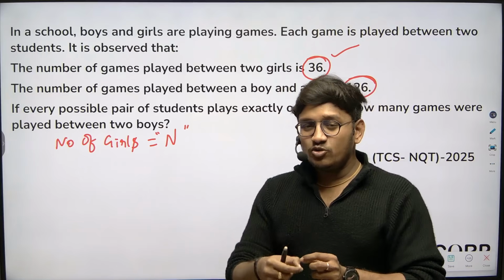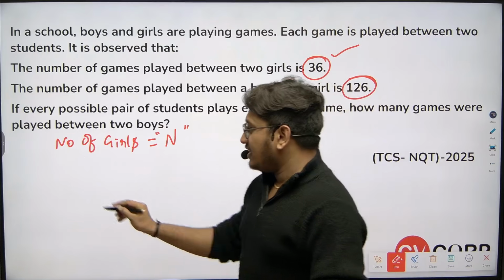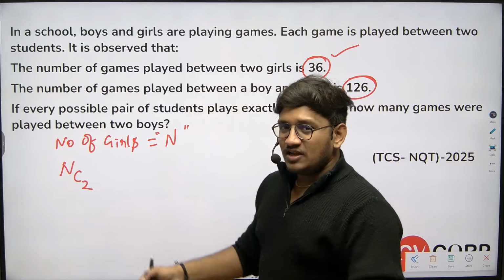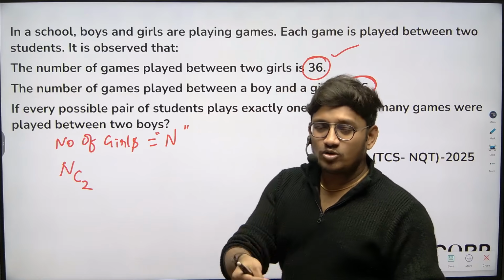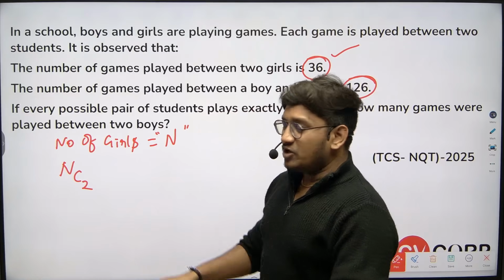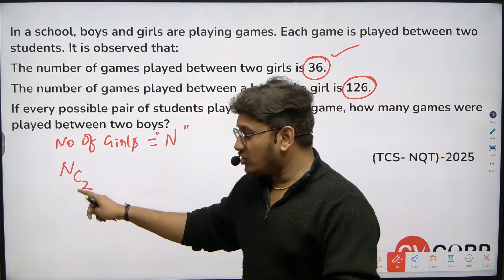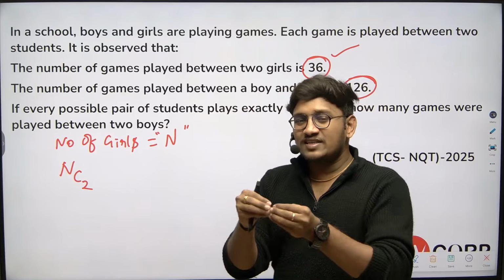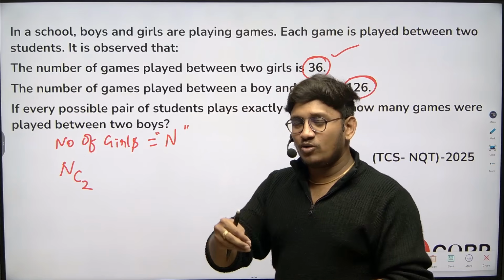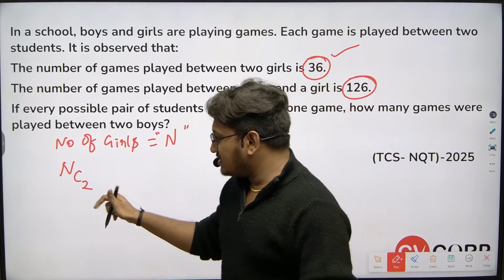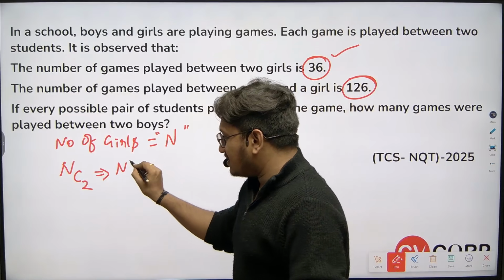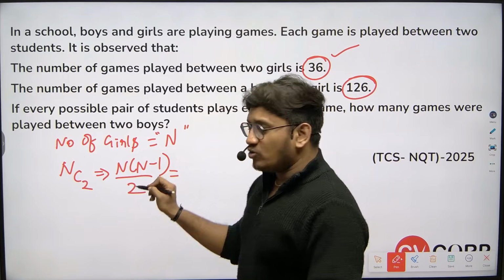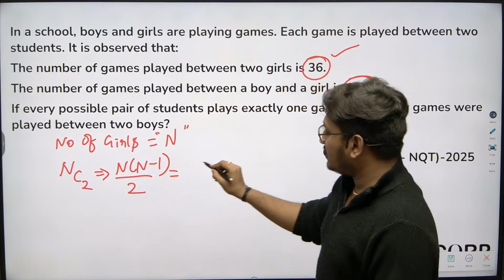How many ways can you select 2 girls out of n? It is nC2, because you need to select 2 girls out of n girls. Why am I using C and not P? Permutation means selection and arrangement, whereas here I am only selecting, which happens in combination. That's the reason for nC2. nC2 means n into n minus 1 by 2. This count, the number of games played, is equal to 36.